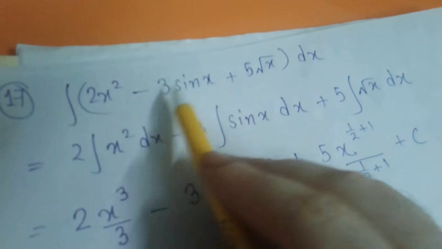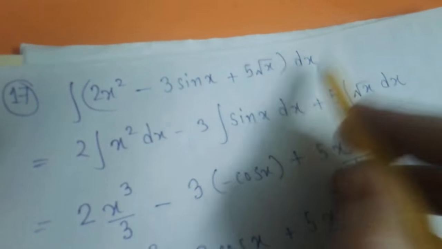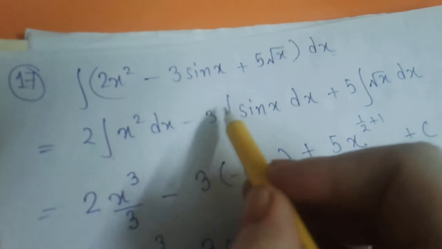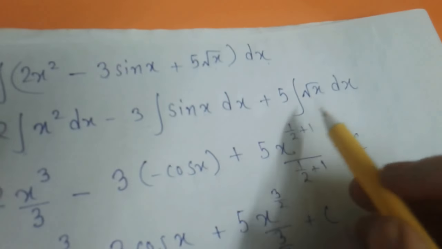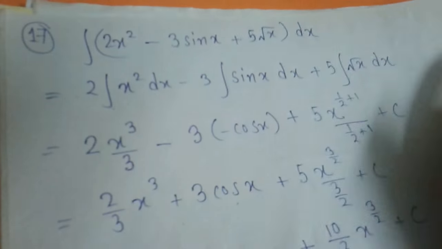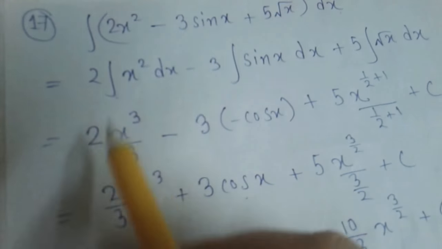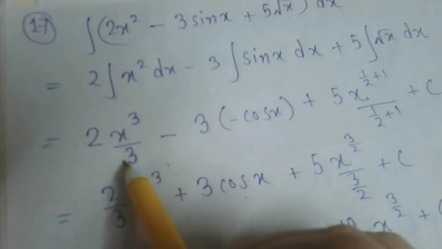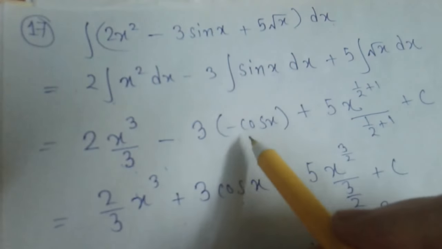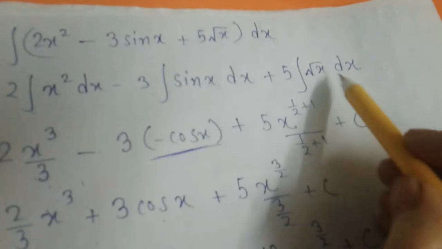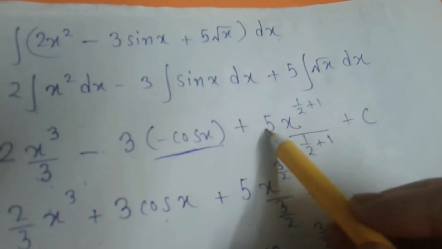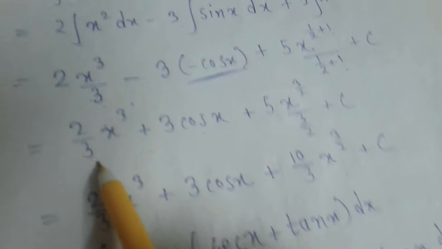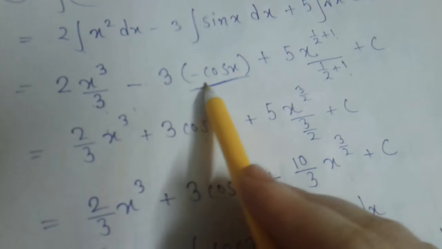Integration of 2x square minus 3 sin x plus 5 root x into dx. We separate it, equals 2 into integration of x square dx minus 3 into integration of sin x dx plus 5 into integration of root x dx. Now what happens when we integrate x square? 2 into x cube by 3, x to the 2 plus 1 divided by 2 plus 1, that is x cube by 3, minus 3 into the integration of sin x, minus cos x, plus root x, that is x to the power half, plus 5 into x to the power half plus 1 divided by half plus 1, plus c.